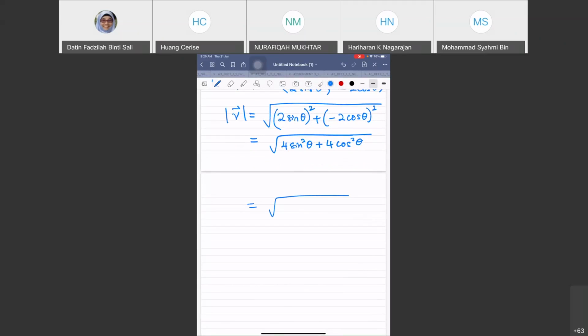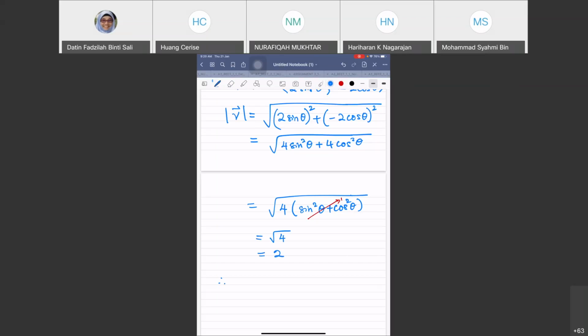Alright, you have to simplify. You factorize your 4 sine square plus cosine square. You have your identity from last time. This one is 1. So you have the square root of 4, which is 2. So that's the magnitude for V.